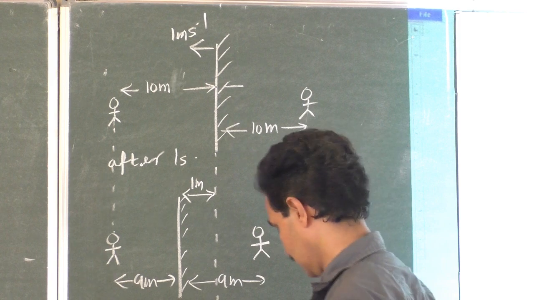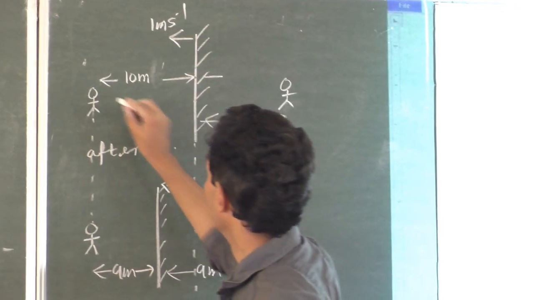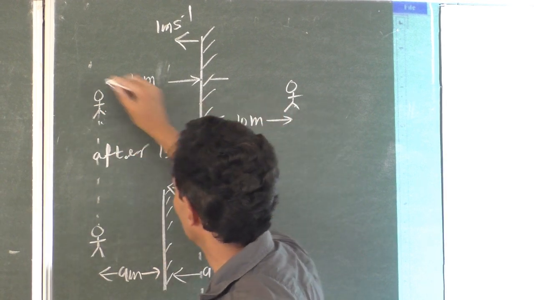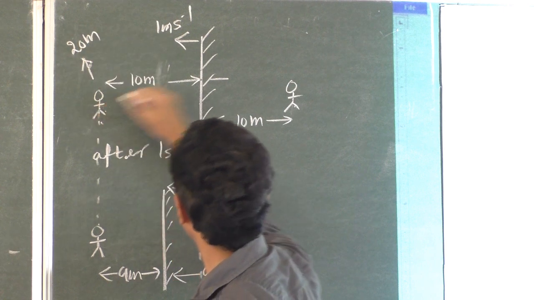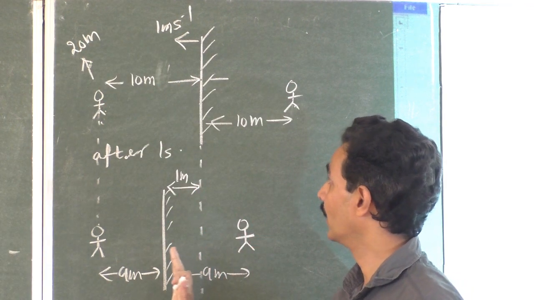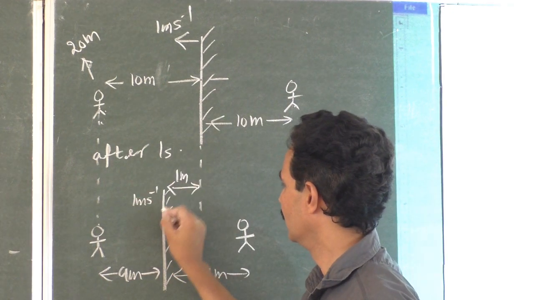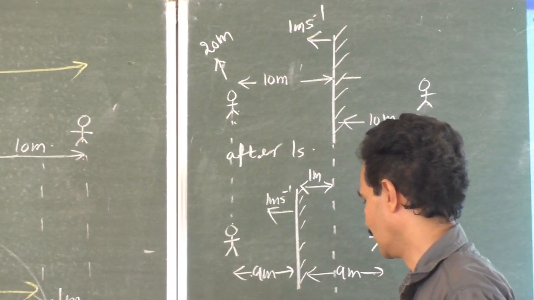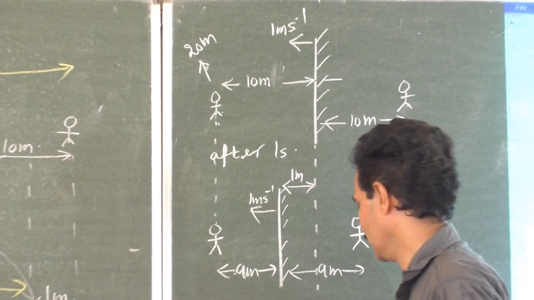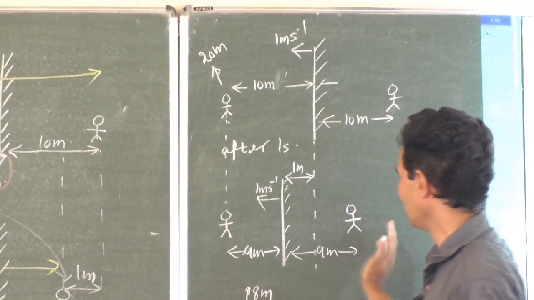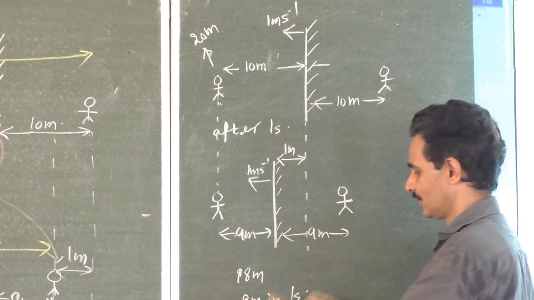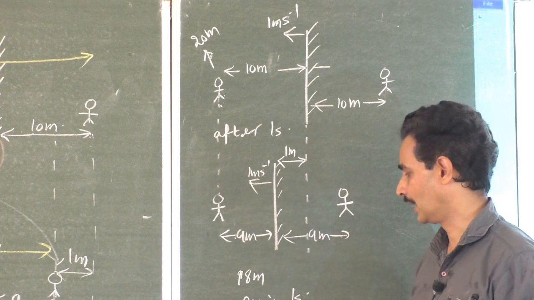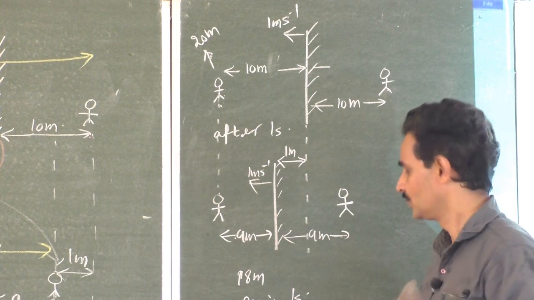Now you analyze the object position and image position. Initially, the distance between you and the image is 20 meters, right? After the mirror has started moving forward with a velocity of 1 meter per second towards you, what is the new distance? The new distance is only 18 meters. What is the change? 2 meters in 1 second. So if only the mirror moves towards you with a speed of v meter per second, what is the velocity of the image with respect to you? It is 2v meters per second.